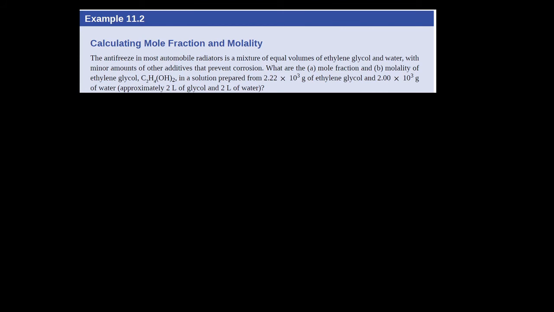So let's look at an example of that. This is example 11.2 from your book. It says the antifreeze in most automobile radiators is a mixture of equal volumes of ethylene glycol and water, with minor amounts of other additives that prevent corrosion. What are the A, mole fraction, and B, molality of ethylene glycol in a solution prepared from 2.22 times 10 to the third grams of ethylene glycol and 2 times 10 to the third grams of water, which is approximately 2 liters of each? So we're going to find both the mole fraction and the molality.